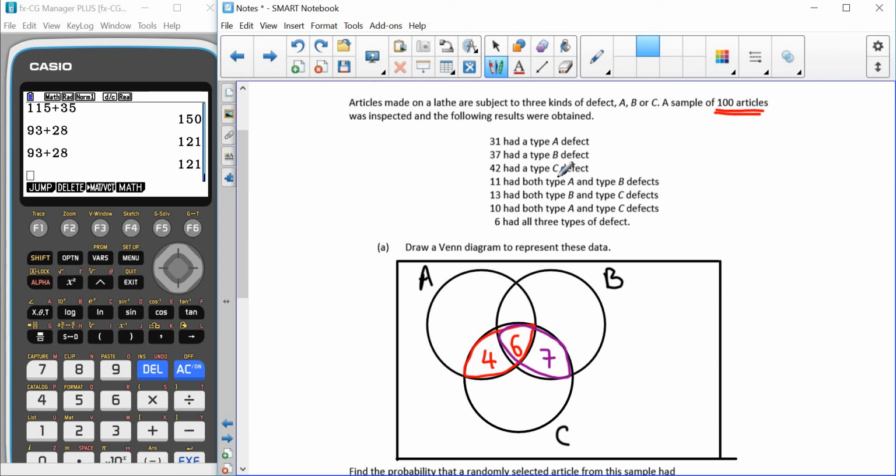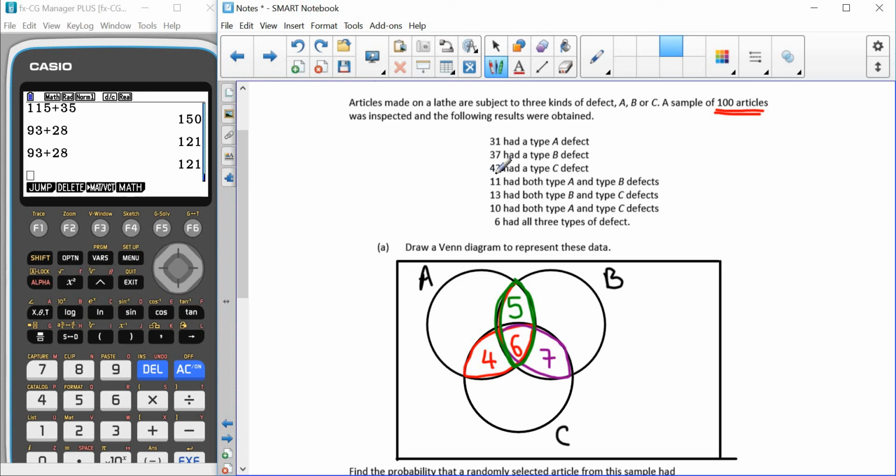Next, we're looking at 11 had both type A and type B defect. So looking at where, try and choose a different colour. Looking at where type A and type B overlap, this green bit here. That's going to add up to 11. 6 of those have already gone, so we've got 5 left over to go into that section there.